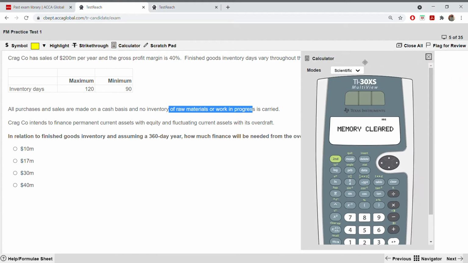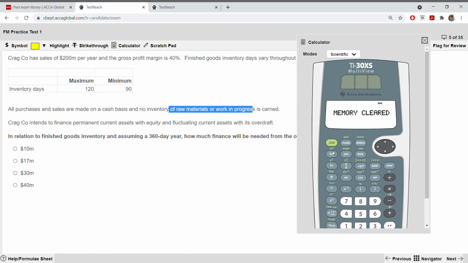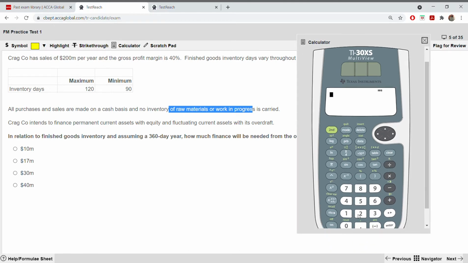So it will be 200, because this is the sales. 200 multiplied by what is the overdraft? Overdraft means when you have to finance it. Look at the maximum and the minimum. This will tell you the overdraft. Minimum is 90, maximum is 120 days. So 30 days. You need finance for 30 days.